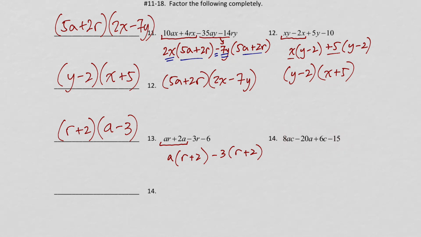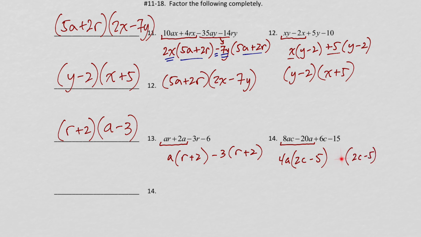Okay, here we have 4 terms. I'm going to group these first 2 together as if they're a separate problem, and it looks like I can take out a 4a. So I'll do that, and it'll leave behind a 2c minus 5. So now that I left that behind, I'm going to leave a space and put that down again.